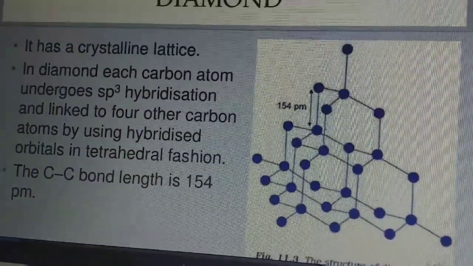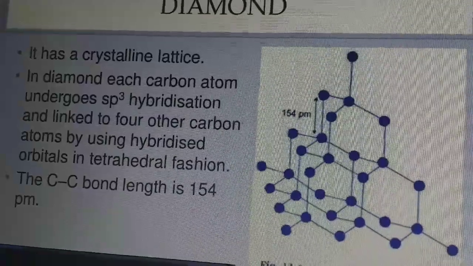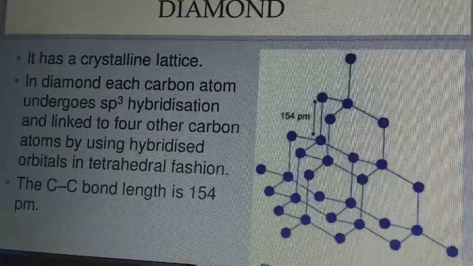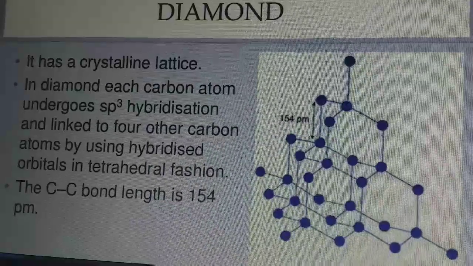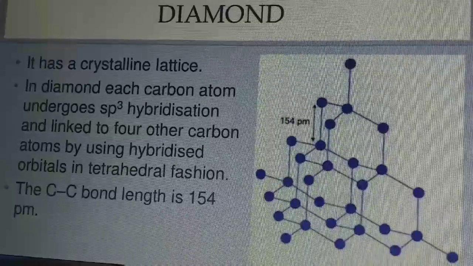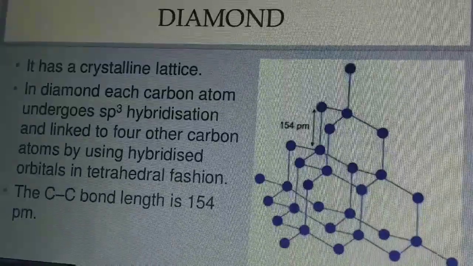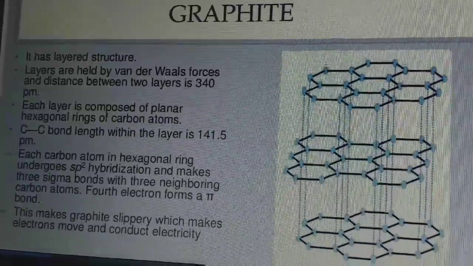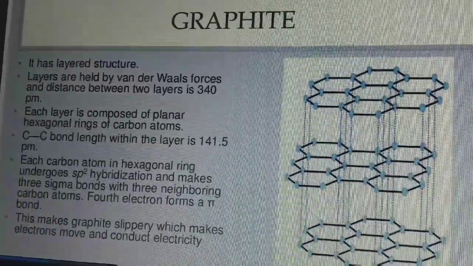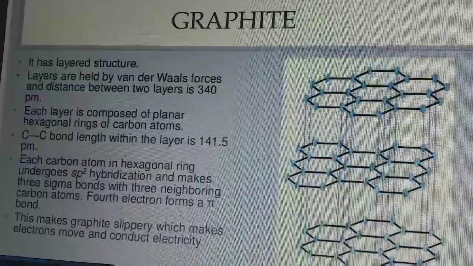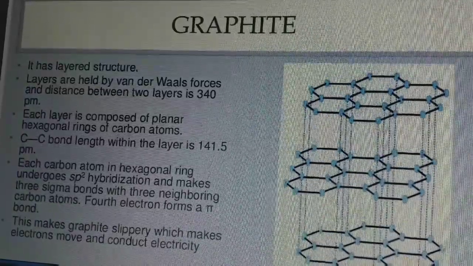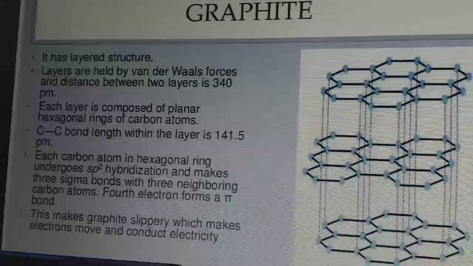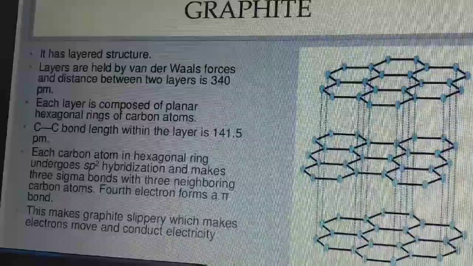Diamond has a crystalline lattice. In diamond, each carbon atom undergoes sp3 hybridization, and each carbon is surrounded by 4 other carbon atoms, and the shape is tetrahedral, and the carbon-carbon bond length is 154 picometer. Coming to graphite, it has a hexagonal layered structure, and the layers are held together by weak van der Waals forces, and the distance between the two layers is 340 picometer.